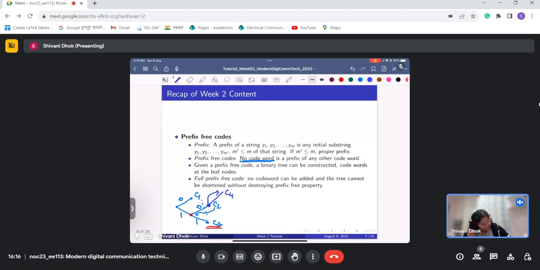But if I have a situation which is something like this, C1, 1 and C2, I have C3. Now what I can do is I can remove this and make this C3.